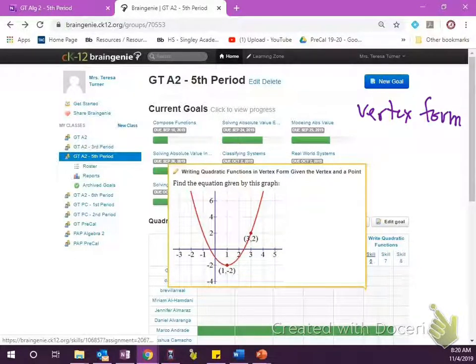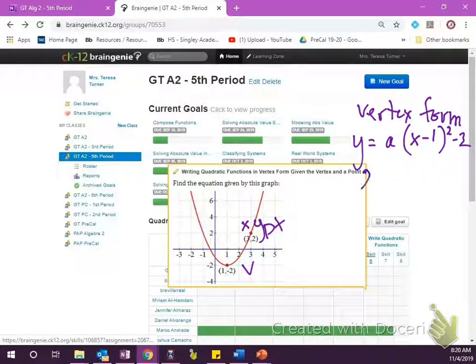So we know the vertex is at 1, negative 2. So I know that I have y equals a times x minus 1 squared minus 2. You should be paying attention to the screen. You have to do this in just a couple of minutes. So we use the vertex form. We plug in the vertex. Now we need to solve for a. So this was the vertex. This is the point. So this is x and this is y.